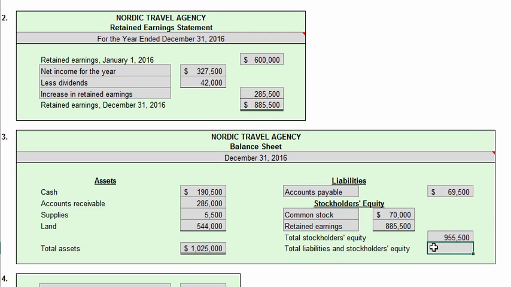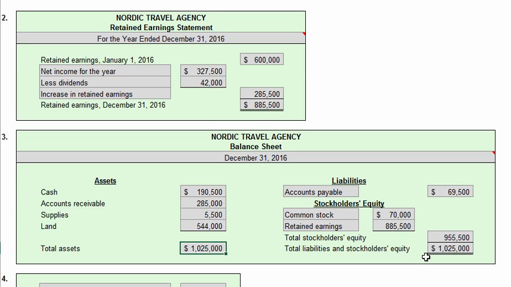Now let's get our total over here. Total liabilities and stockholders' equity. Well, we're going to add together our total liabilities, 69,500, plus total stockholders' equity, 955,500, and that equals 1,025,000, which matches total assets. Now, if you remember, that's also our accounting equation. Total assets are equal to liabilities plus stockholders' equity. And that's back in your lecture video.